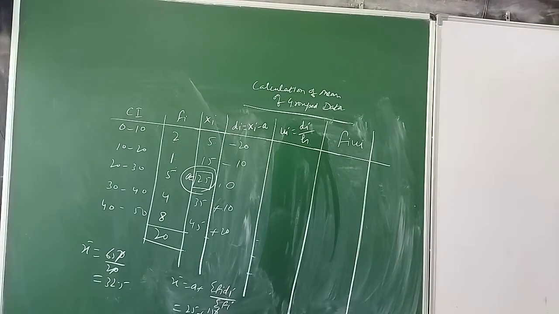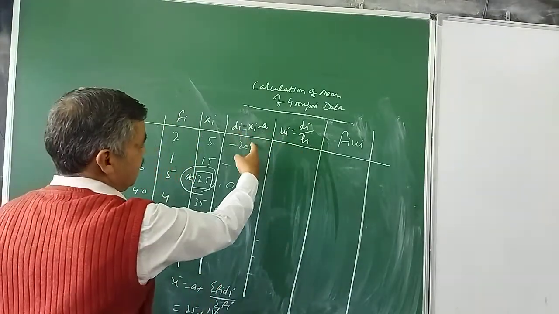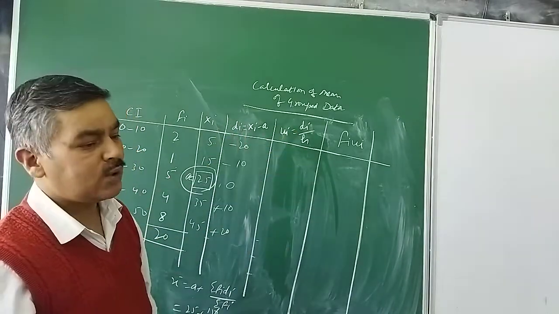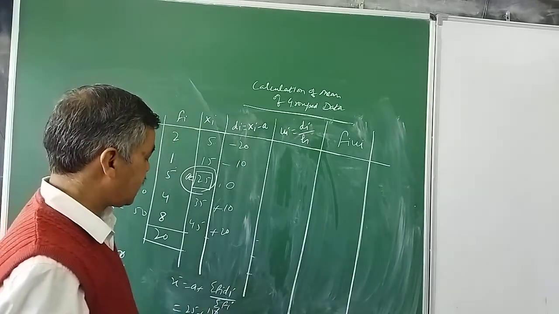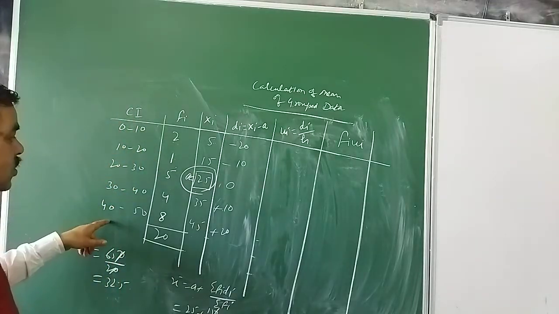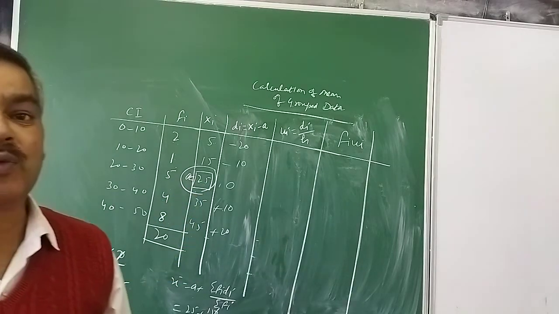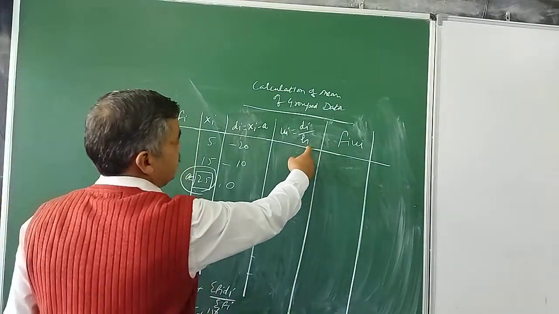With respect to the direct method, in direct we used 4 columns. In deviation we used 5. Now in step deviation we are using 6 columns. So now what is ui equal to di upon h? di you have already calculated over here, that is minus 20, minus 10. That is done. di, you know, is equal to x minus a. But h, as I said, is the class size. The successive difference between the class marks you can note is 10 over there. So here h is equal to 10.